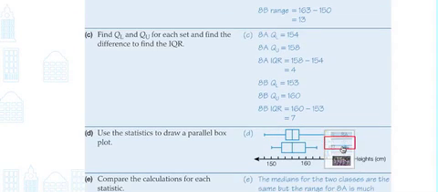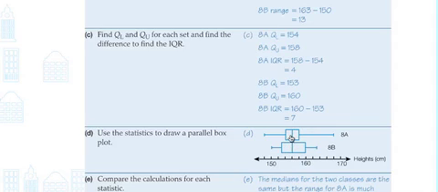When we come to put our parallel box plots together, you'll notice that's the same scale that's being used. So this is really neat. We can see one box plot on top of the other. We can see that the median is exactly the same.